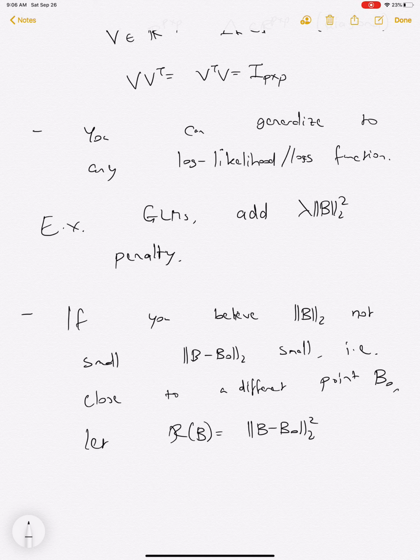Okay, that's it for today. We'll round up this discussion on the squared L2, ridge regression or Tikhonov regularization, in the next lecture, and then move on to the lasso or L1 regularization.